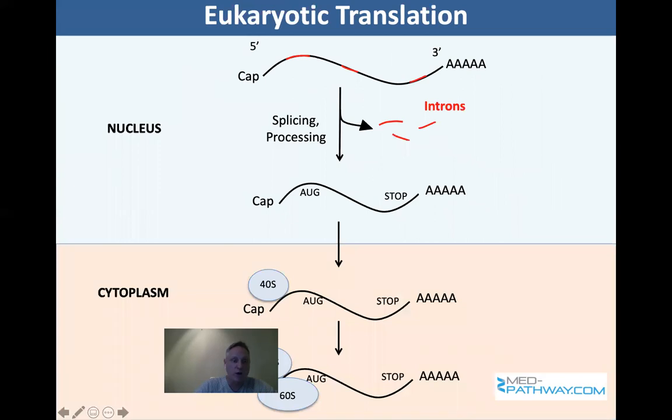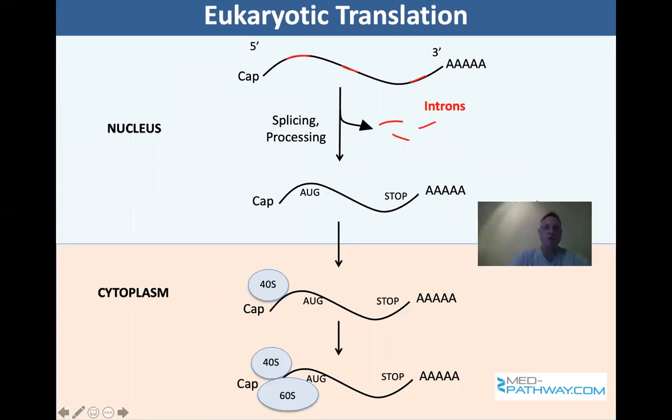But in contrast, eukaryotes have spatiotemporal regulation. They actually make the message, splice, and process it in the nucleus, and then they export it out into the cytoplasm, where, in a manner analogous to prokaryotes, you have the small subunit coming on before the big subunit, and then you recruit the actual tRNA methionine initiation codon.